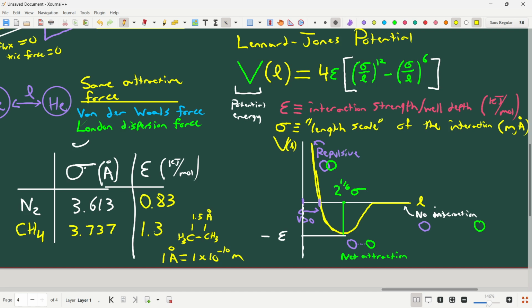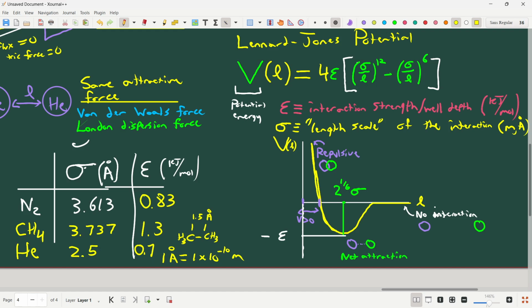And I can find helium's, because those are the 3 gases we looked at, so we might as well have them for all of them. All right, so for helium, the distance is 2.5 angstroms, and epsilon is about 0.7.